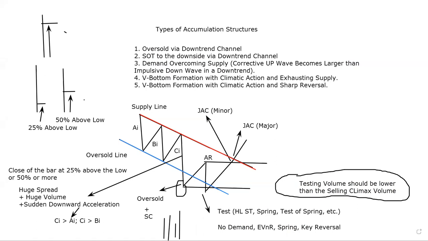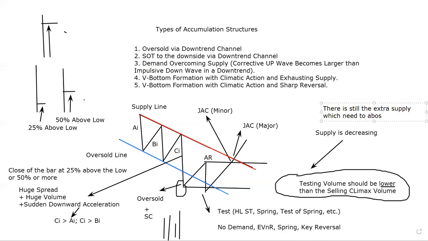Okay, this is a question. Why? Because we need to see that the supply, if the testing volume is lower than the selling climax volume, it shows that supply is decreasing. Got it? The supply in this bar is decreasing. If the volume is higher, then what does it mean? There is still extra supply which needs to be absorbed.